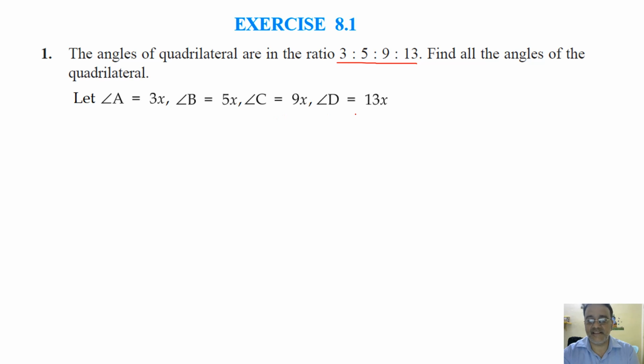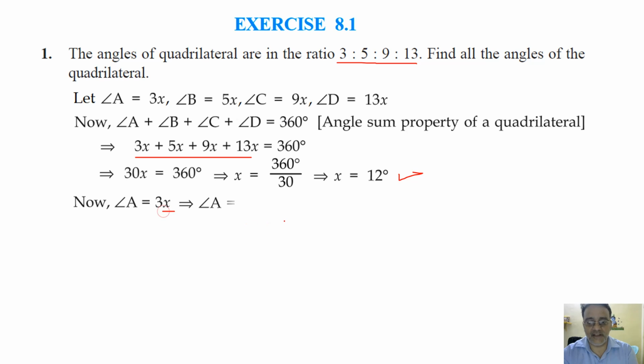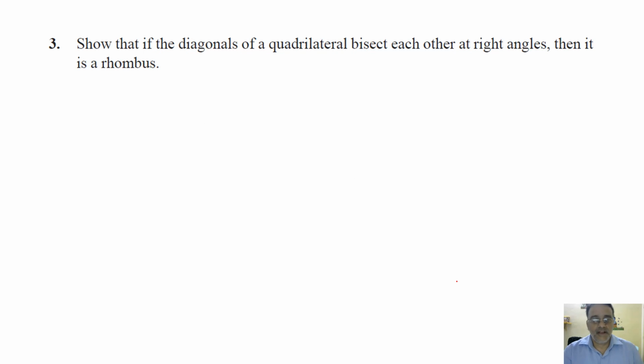We took 3x, 5x, 9x, 13x and the sum was 360 degrees, and we substituted here. 30 came, so the value of x came 12, right? So substituting in a, the value will be 36; substituting in b, 60; substituting in c, 108; and substituting in d, 156. Already we did this one. Okay, first question. Next question.